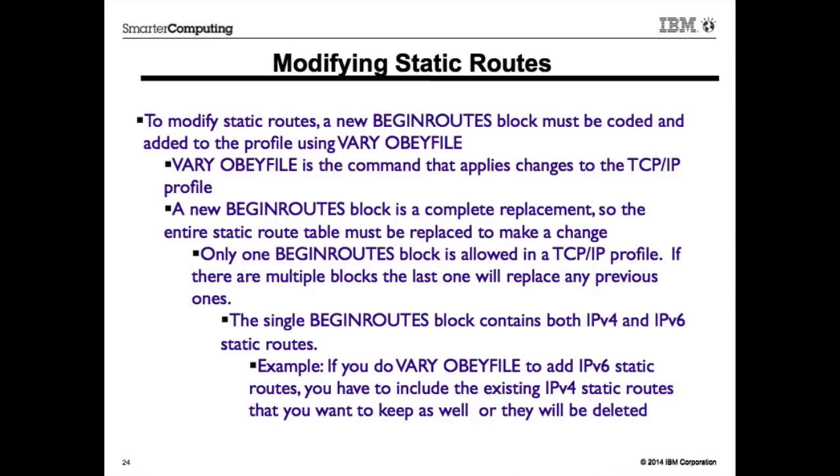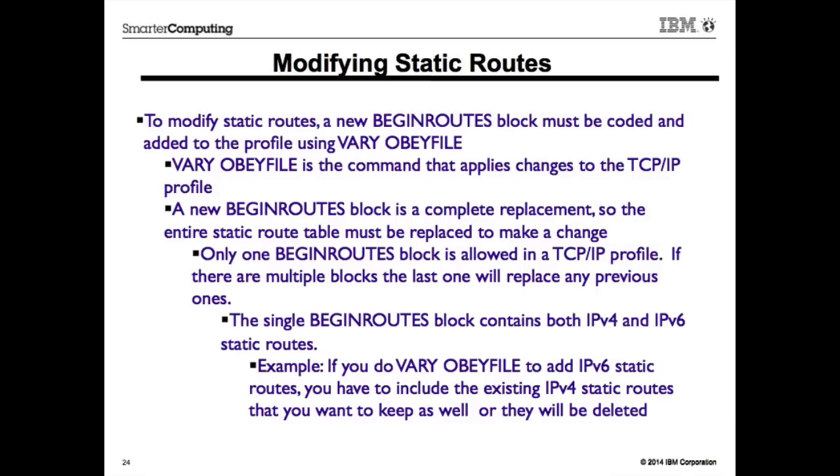On slide 24, it reemphasizes the point that if you're going to modify static routes, you have to code a new BEGINROUTES block and add it to the TCP/IP profile using VARY OBEY. Just as a review, VARY OBEY is the command that applies changes to the TCP/IP profile. You have to code a whole new BEGINROUTES block because the new block is a complete replacement. So when you VARY OBEY in a new BEGINROUTES block, all the static routes are deleted and then rebuilt from the new table. You're also only allowed to have one BEGINROUTES block.